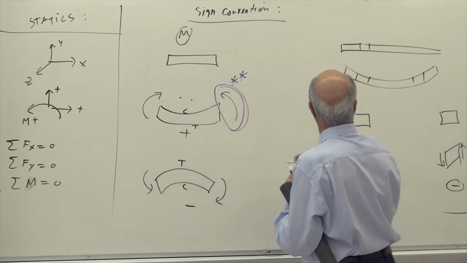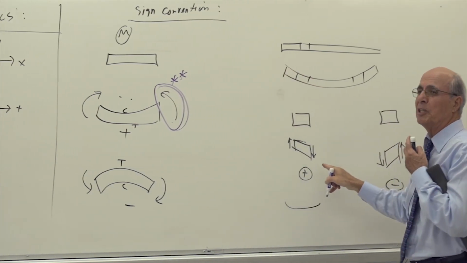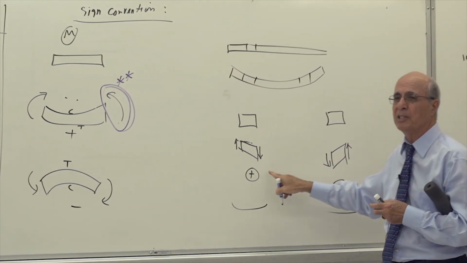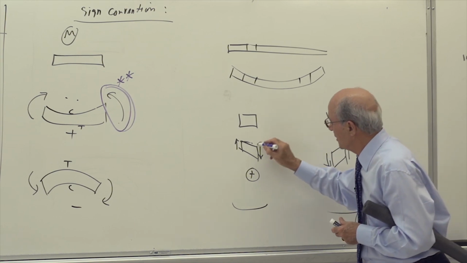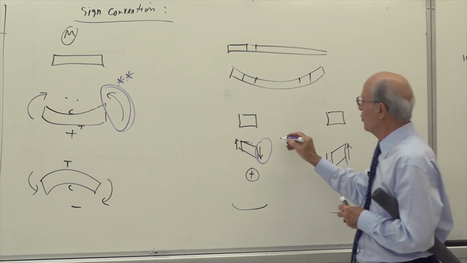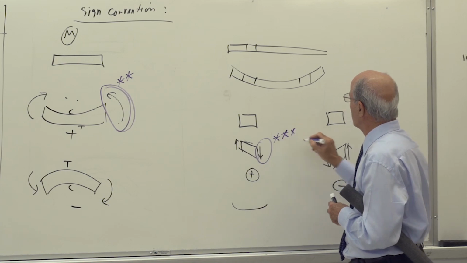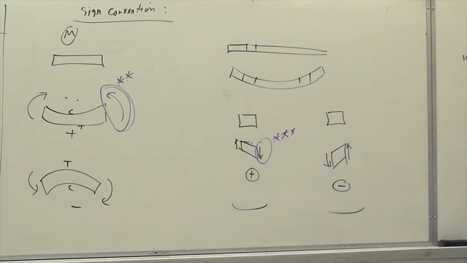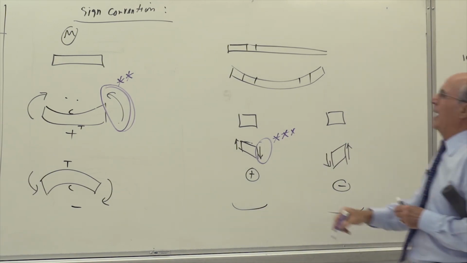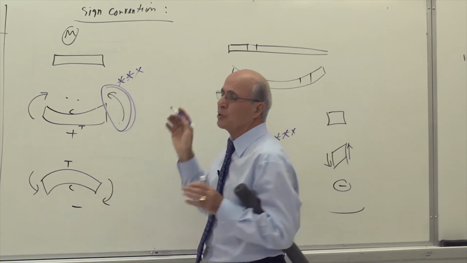This is a positive M, but look at here. Which one is positive shear? It's not this one. The positive shear is that one. Yes or no? So you always, when you draw a free body diagram, you choose those positive directions, and you put them here because you don't know what's going to end up.